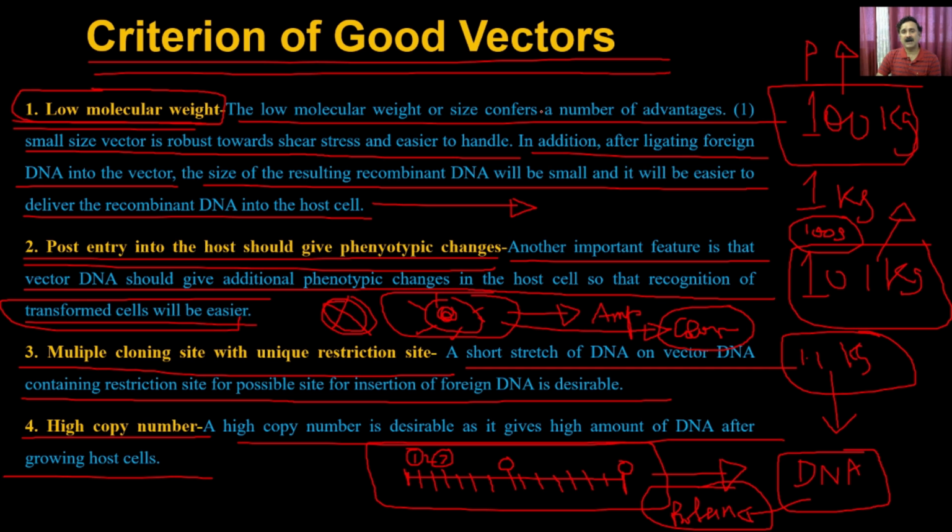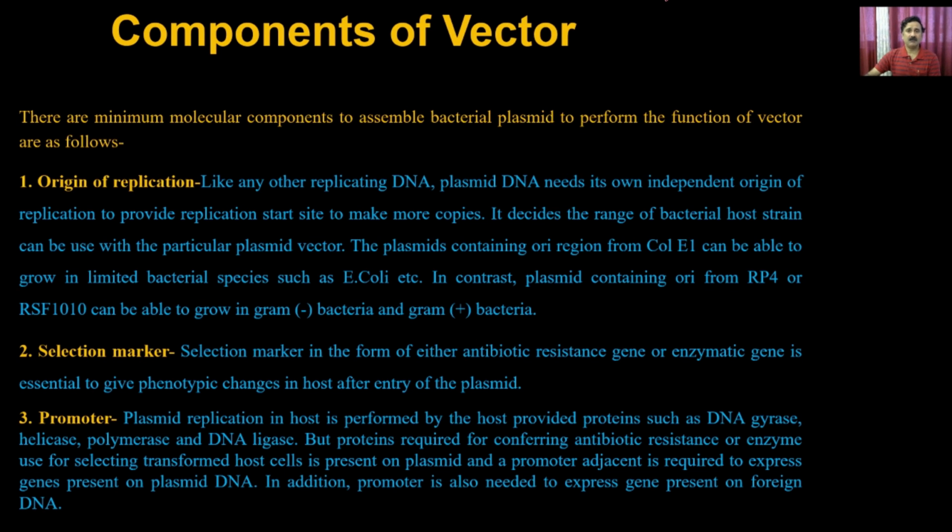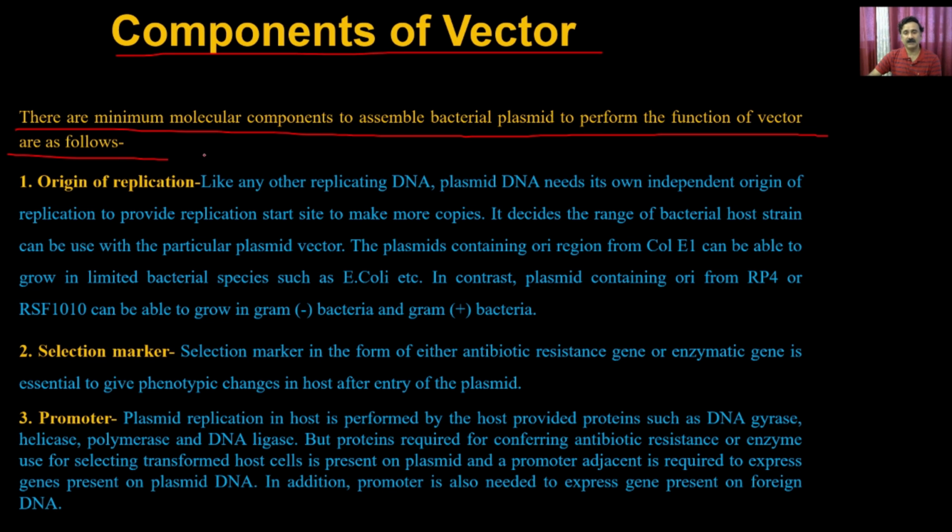Now let's discuss the different types of components you require, the components of a typical vector. There are minimum molecular components you need to assemble for a bacterial plasmid to perform the function of a vector. I have taken bacterial plasmids as an example. You can imagine that the components will remain the same, except that you might have to take those components from the respective DNA. The first and most crucial component is the origin of replication.